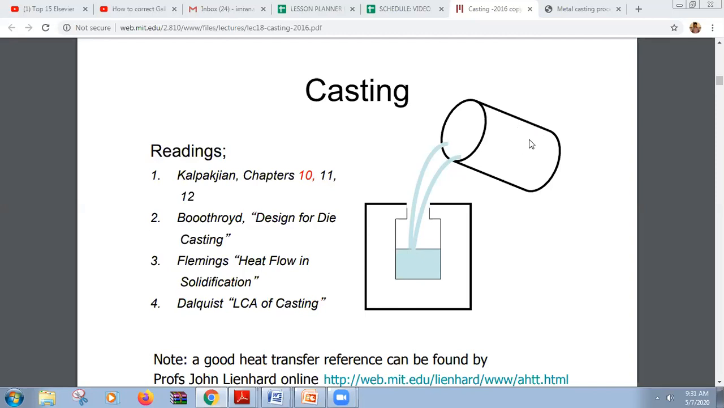Before starting, we will know a few fundamentals, like we have books: Kalpakjian, Boothroyd, Design for Die Casting, Flemings' Heat Flow and Solidification, Campbell, Principles of Casting. These are the books that are referred to, but my notes are enough for this process, and the whole of casting is given there.